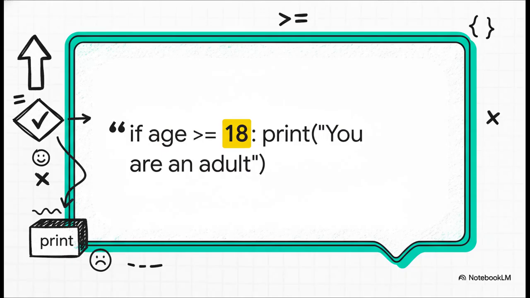Let's look at this in action, okay? Here's a tiny bit of code. All it's doing is asking one question. Is the value in age greater than or equal to 18? Well, since age is 20, the answer is true. So the instruction to print "you are an adult" runs. But what if the age was, say, 16? Well, then the condition is false. And the program just sees that and, poof, skips right over that instruction. That's the simple if in a nutshell. It only acts if the condition is met.